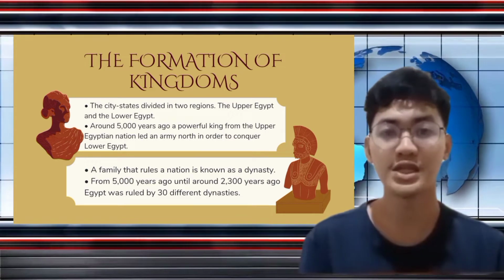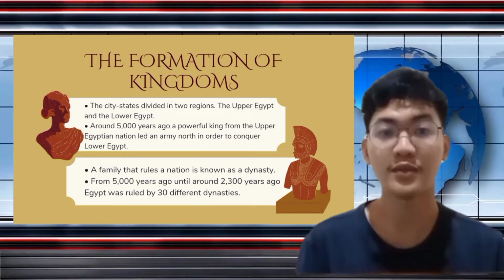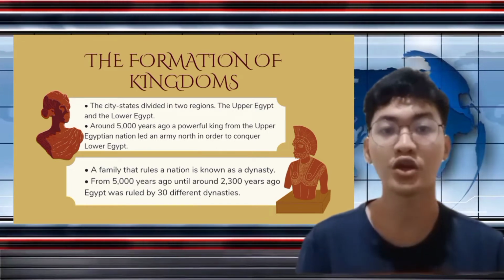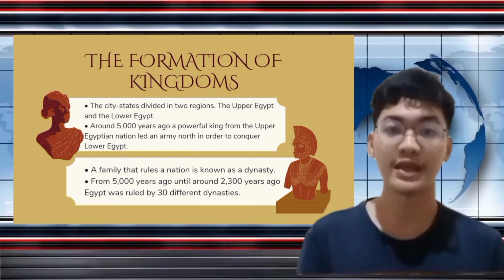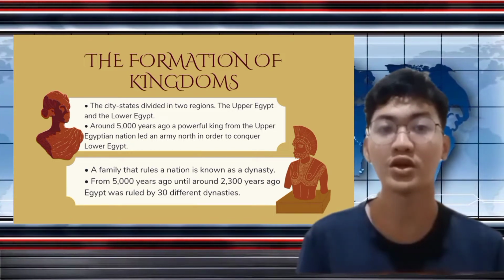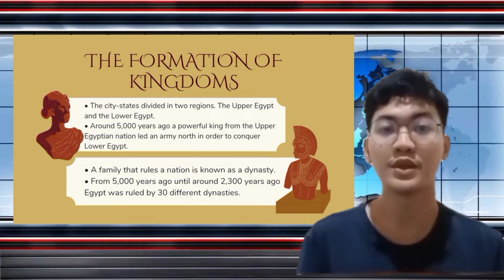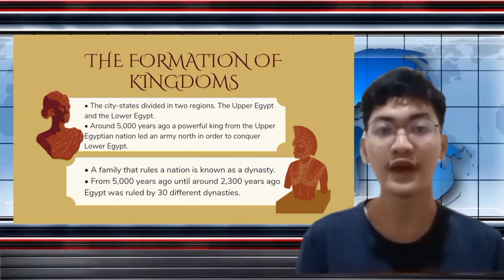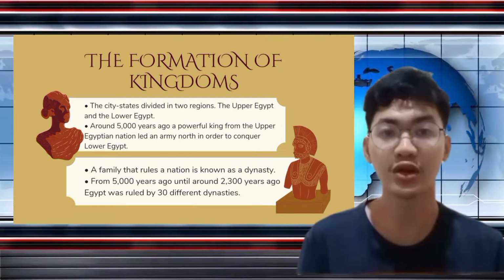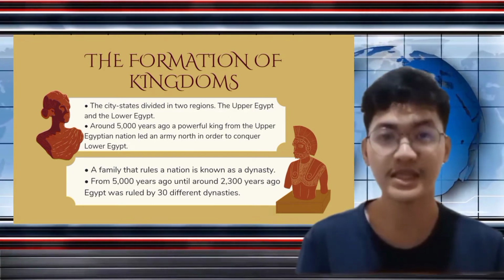Around 500 years ago, a powerful king named Narmer from the Upper Egyptian nation led an army north in order to conquer Lower Egypt. He then established a unified Egypt. He built a capital on the border between Lower and Upper Egypt, which he named Memphis. From 5,000 years ago until around 2,300 years ago, Egypt was ruled by 30 different dynasties.